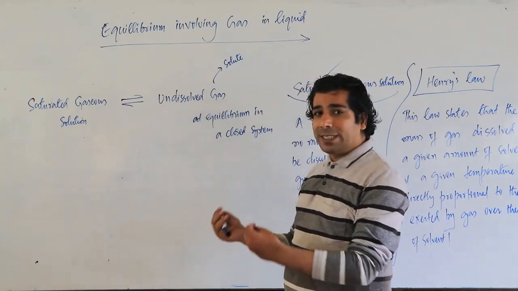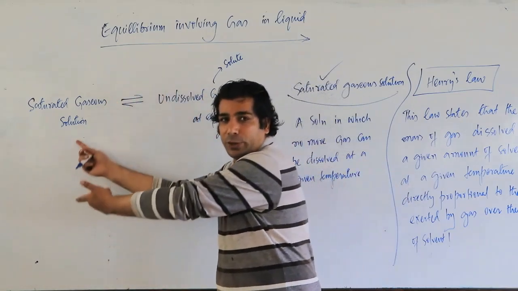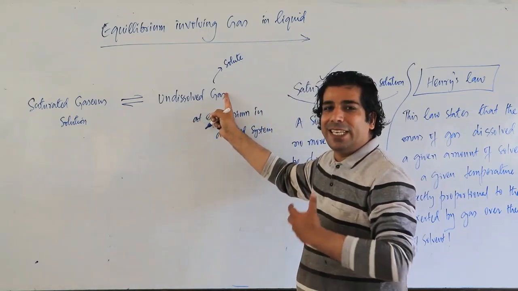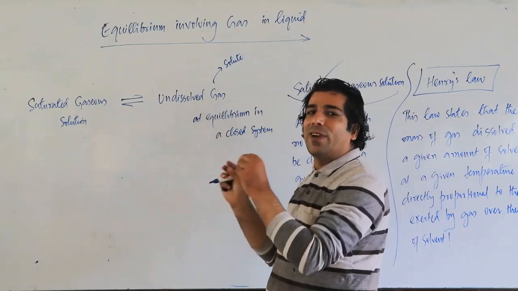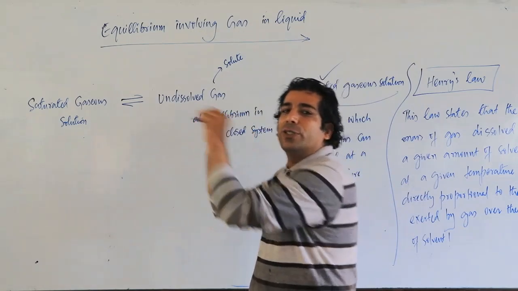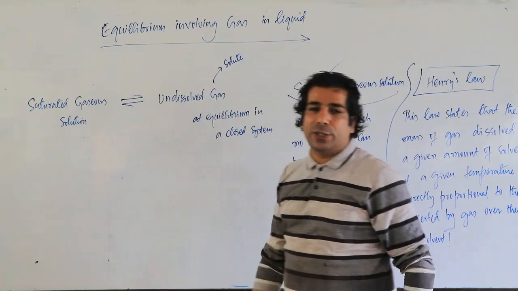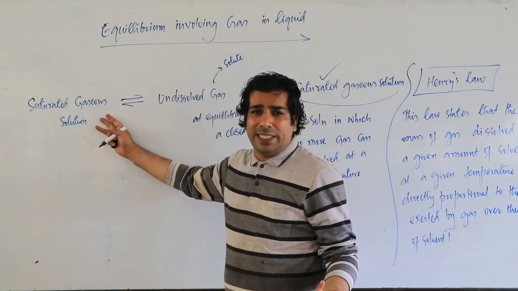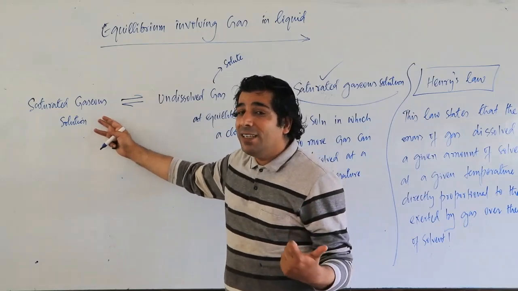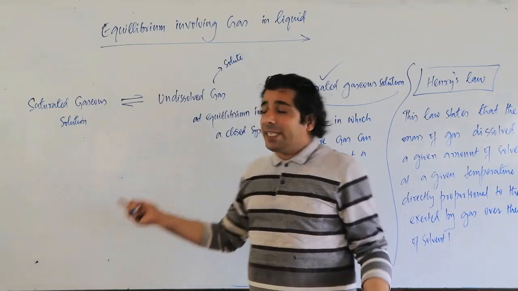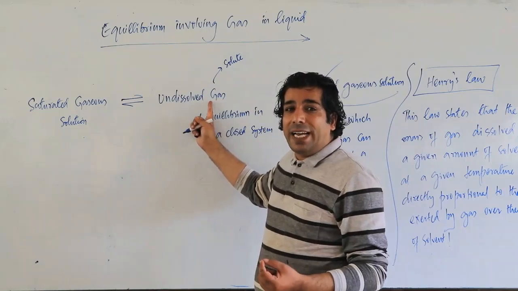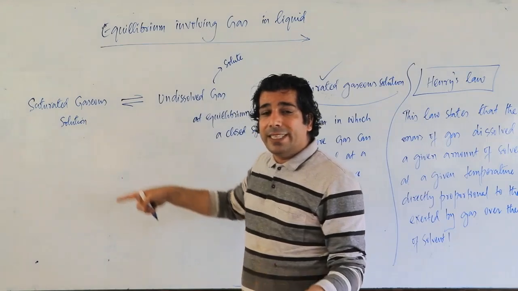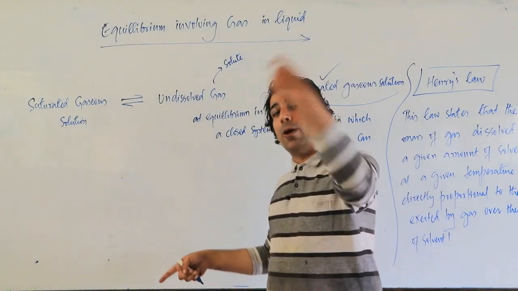So if you want some more gas to dissolve into it, that gas is our undissolved gas, which is basically the gas which we are taking from outside, and I want to dissolve it into this saturated gaseous solution. Correct? Does it have any space? No, it does not have any space. Then what is the funda? It's very simple: if some amount of gas dissolves into this saturated gaseous solution, then the same amount of gas should come out.